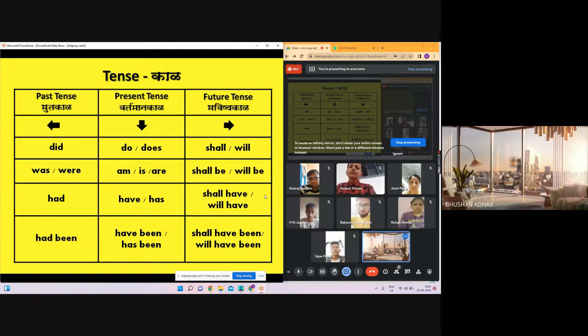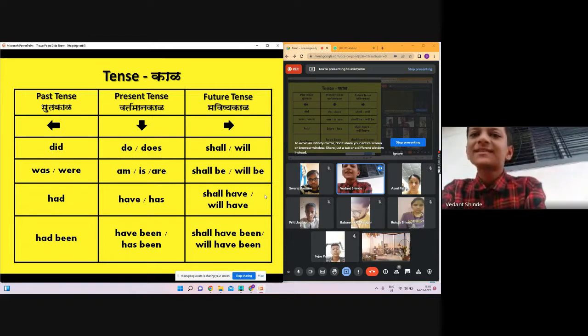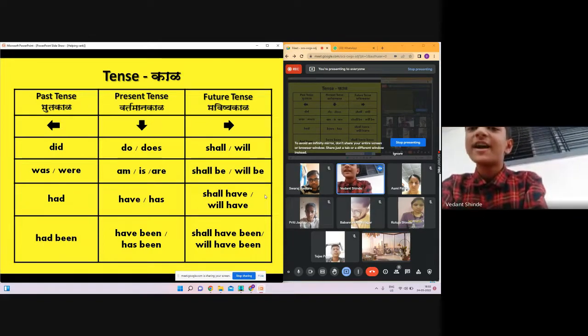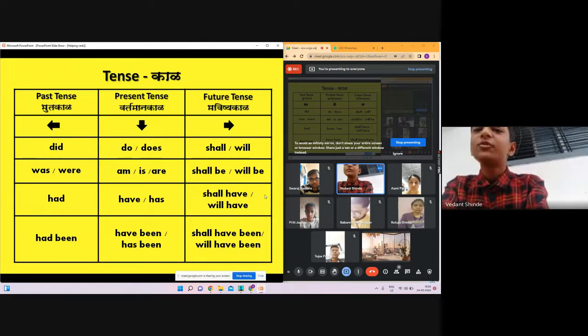Yes, Vedant. For the past, which are those to be formed, for the present, which are, and then future? Past tense: did, was, were, had been. Present tense: do, does, am, is, are, have been, has been. Future tense: shall be, will be, shall have been, will have been.